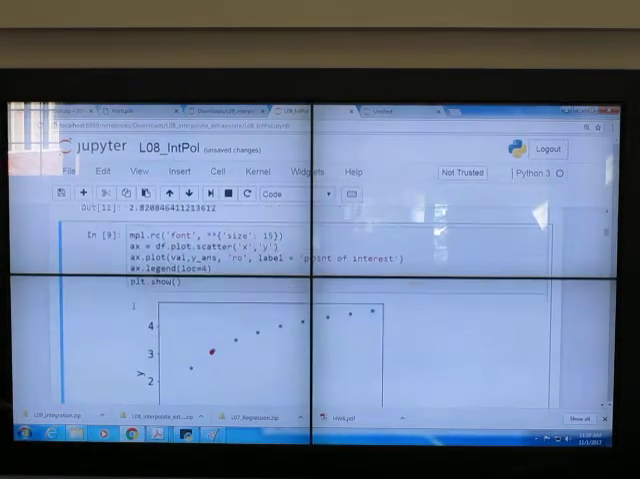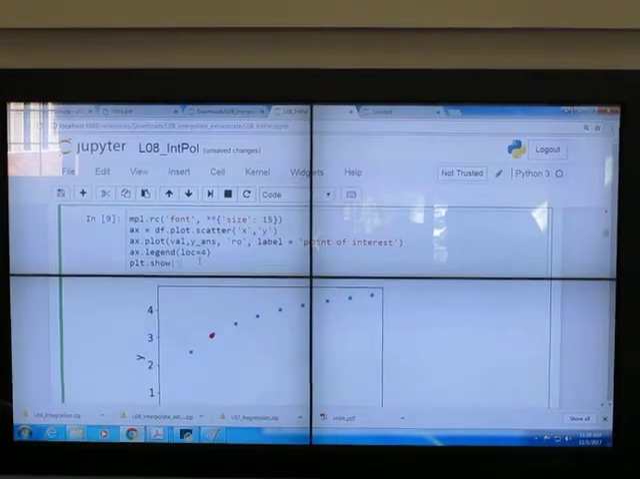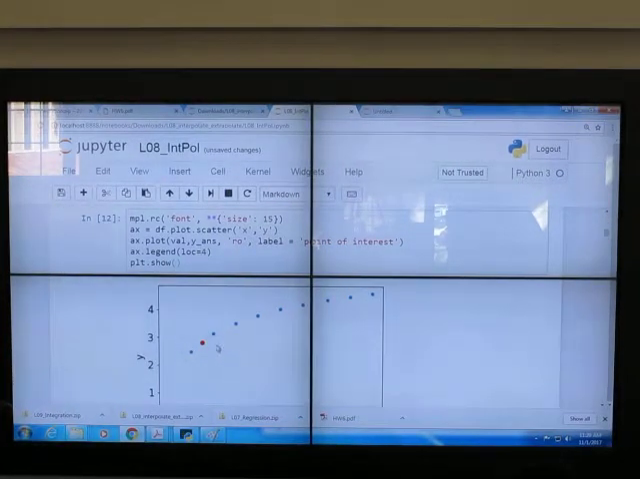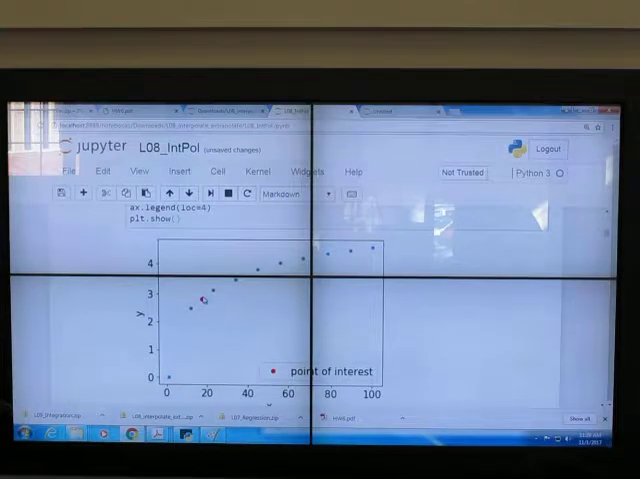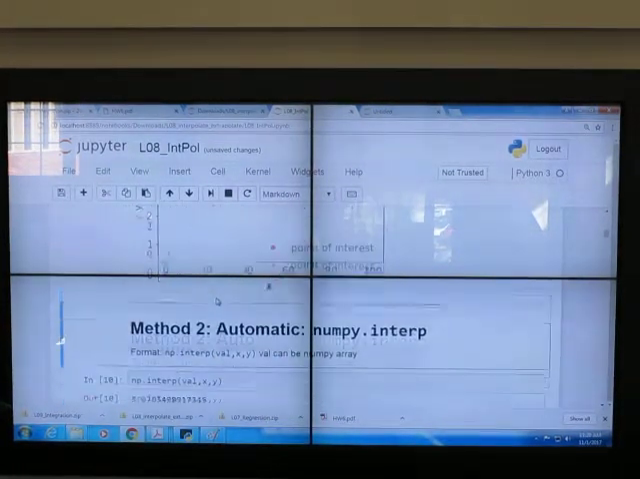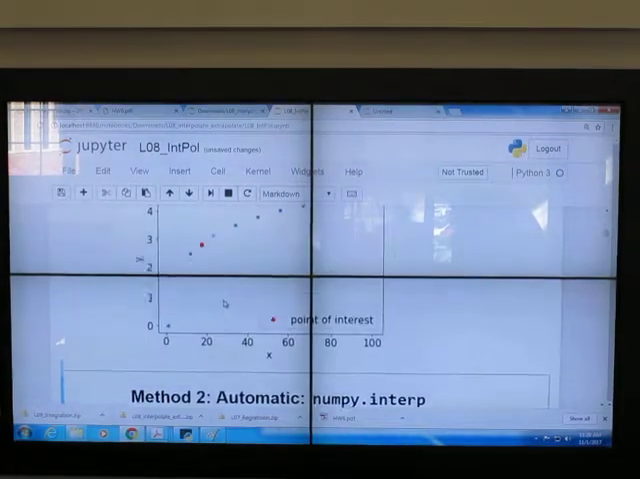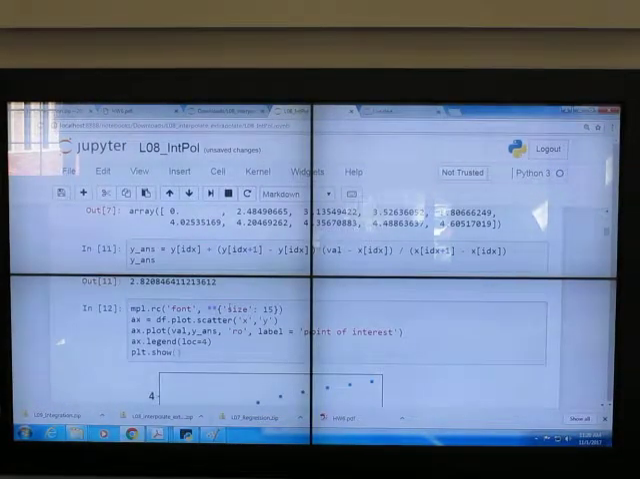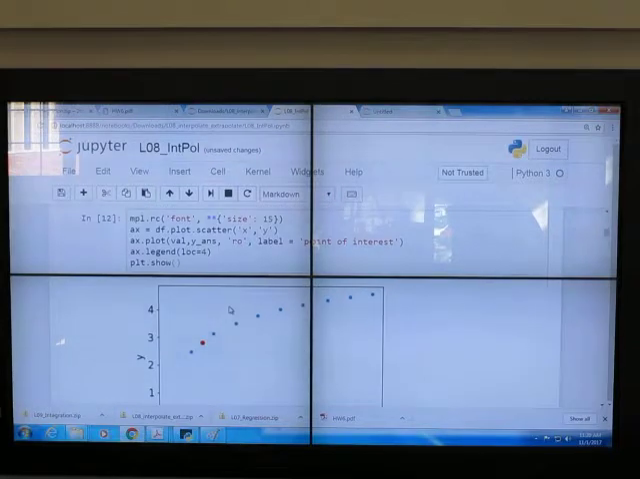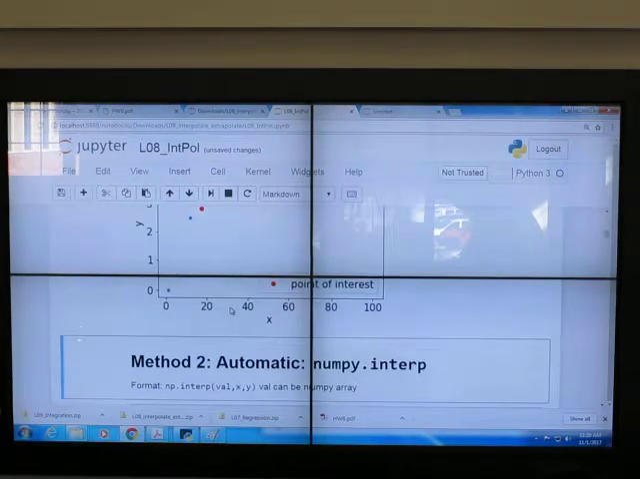Okay, now I plot it to show you that the point of interest is actually on the straight line connecting the 2 points. Done. That's linear interpolation. This is a manual method. I consider it a manual method, even though you use NumPy arrays and something else, because it doesn't automatically do the linear interpolation.